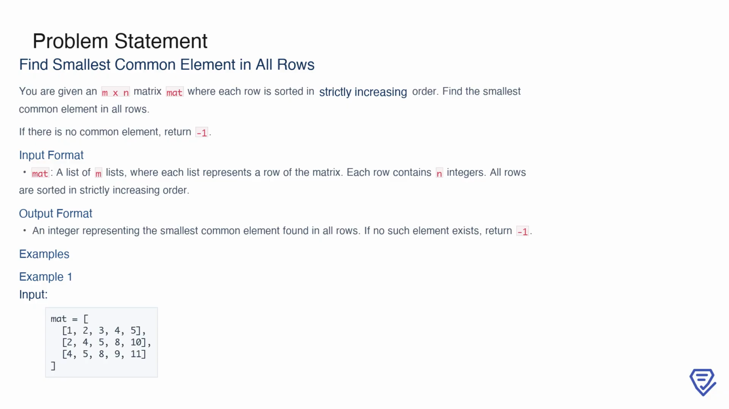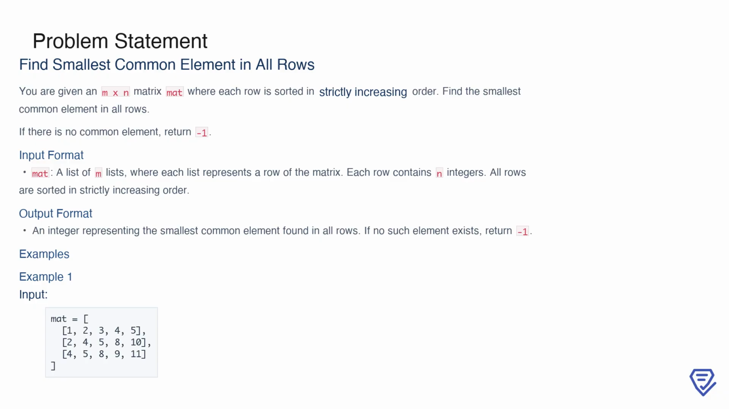In this problem, we are asked to find the smallest common element in all rows of a given matrix. The matrix, referred to as mat, is structured such that each row is sorted in strictly increasing order. That means the numbers in each row are in ascending order without any duplicates. Our goal is to determine the smallest number that appears in every single row of the matrix. If no such number exists, the result should be -1.